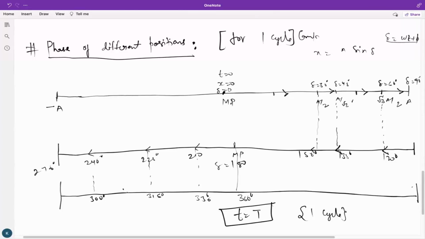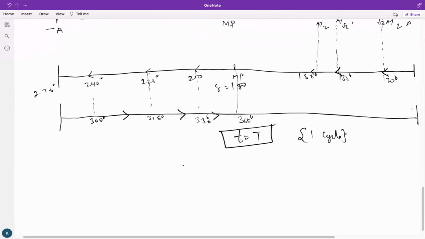So let me show it here. If you look here, what I'm trying to do, I just start from this point. I start moving here, and I start moving from here to here. And then I again reach that point. So this is the thing that one complete cycle I'm trying to show you. This is the state of motion.